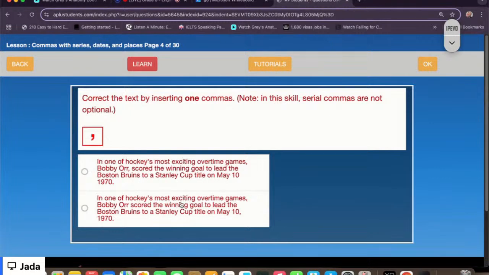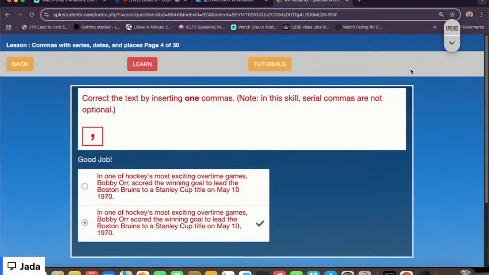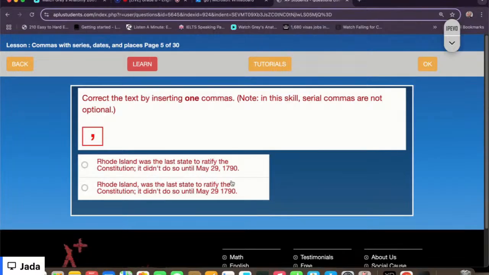All right, so we have the second. Of course, we need a comma in between the day and the year. Okay, Rhode Island was the last state to ratify the Constitution. It didn't do so until May 29, 1790. So one comma, which is the right one here.